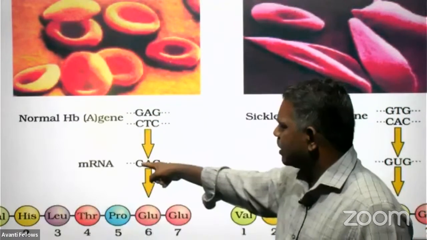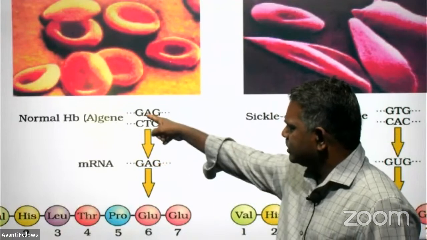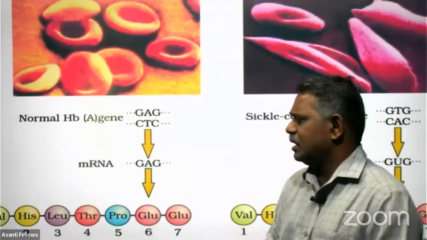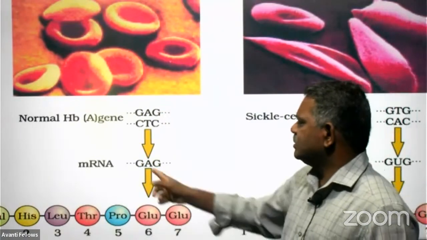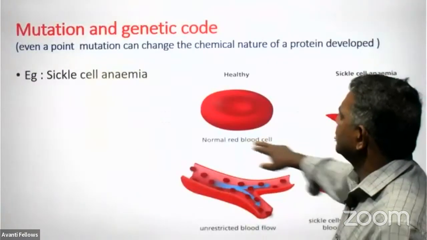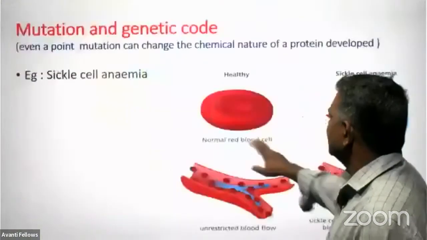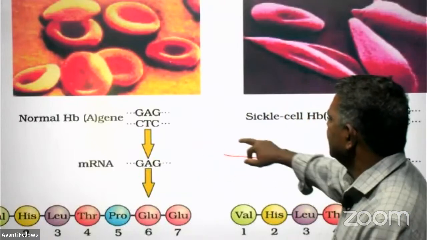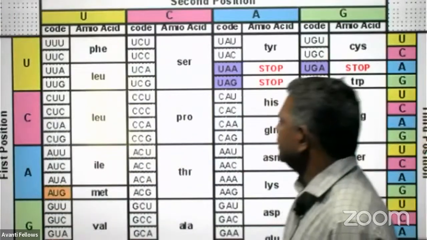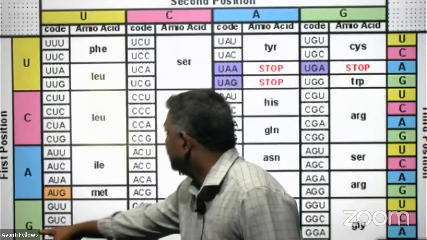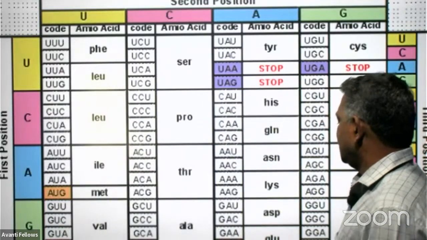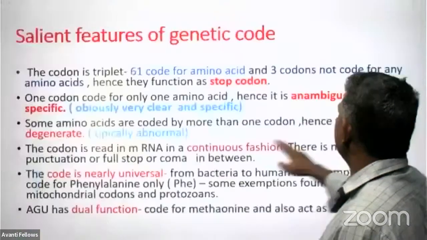So naturally, the mRNA consists of a triplet codon exactly like the coding strand, GAG. It is RNA, but it matches the DNA sequence. And this mRNA triplet codon GAG codes for glutamic acid. Here you can see that sequence, GAG, coding for glutamic acid. So that is the normal one.